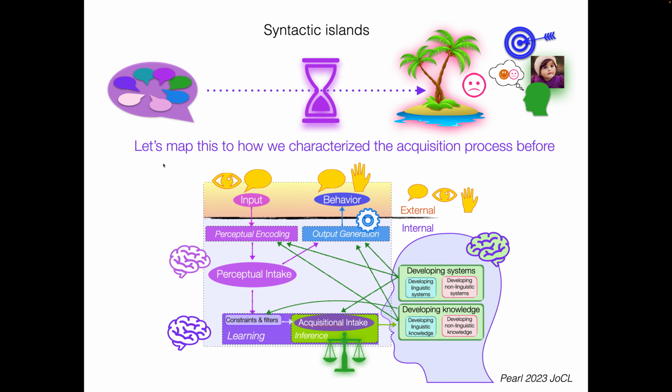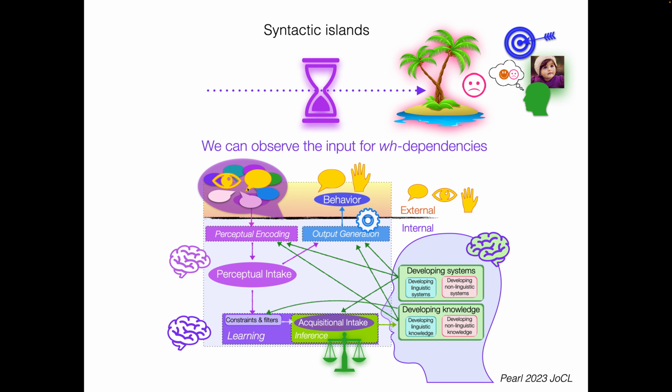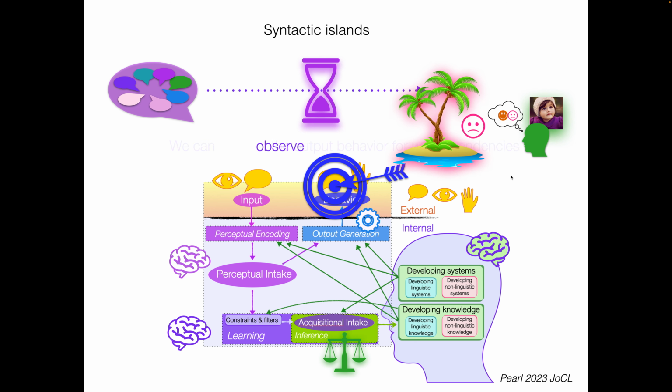And so let's map this to how we characterize the acquisition process before. Again, just to connect it to this rather complex diagram of all the stuff you might have to think about. So our input, right, this is here. We can observe the input for WH dependencies. We can observe the signal that's out there. The target behavior, we can observe the output behavior for WH dependencies. That's all those patterns we just talked through.